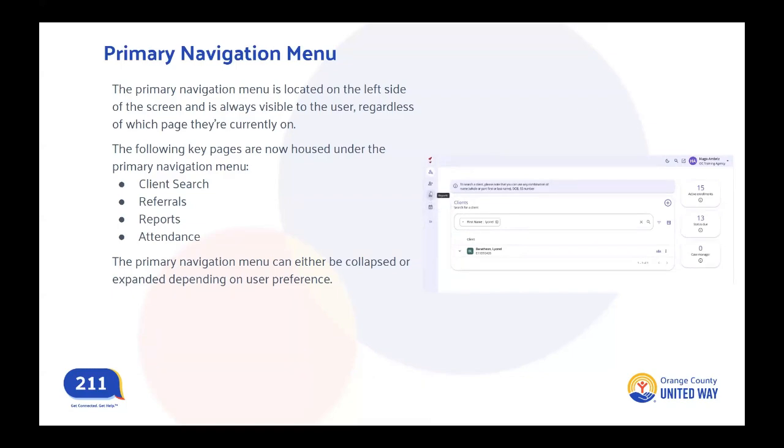You should all be seeing a quick little GIF on the right-hand side of the screen, which demonstrates what this new interface looks like, and specifically the primary navigation menu with the client, referrals, reports, and attendance tabs. As you can see, that section specifically can be expanded or collapsed depending on how specific users like it, according to their own personal workflows.